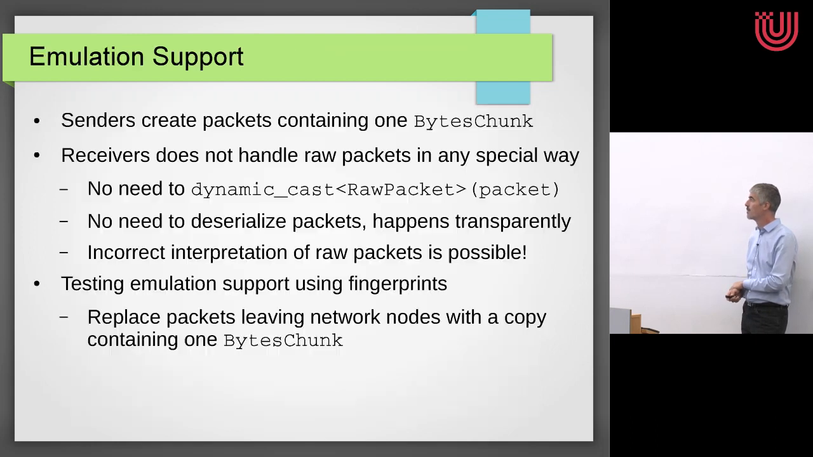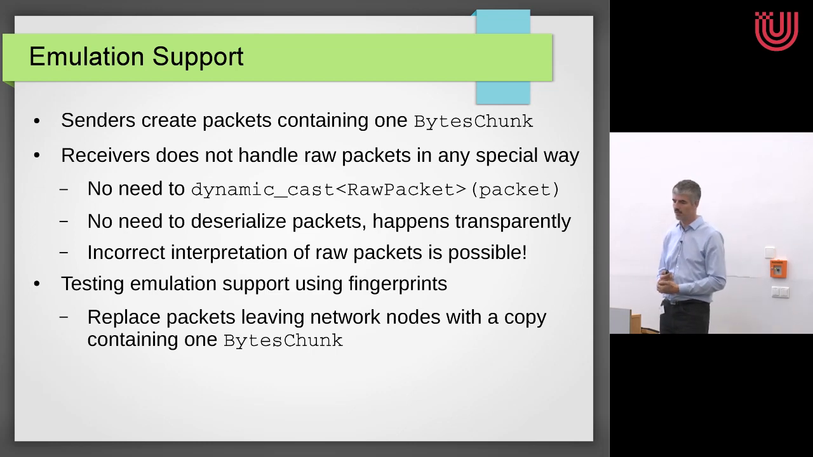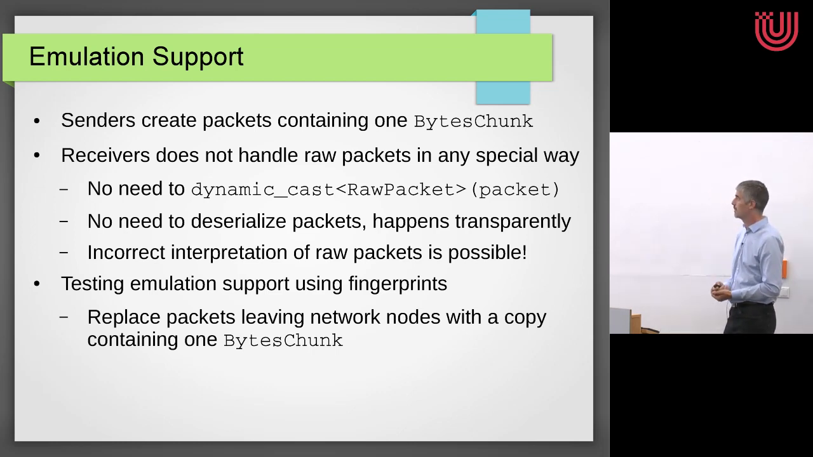Okay. As for emulation support, what senders would do is just create a packet containing one bytes chunk, and that's it. And receivers don't have to handle the raw packets in any special way. In the old code, we had a lot of dispatch mechanisms and different handlings. We don't need to do that. It happens transparently. As long as you have your headers and trailers serializers properly implemented, you are actually supporting emulation with your protocol.